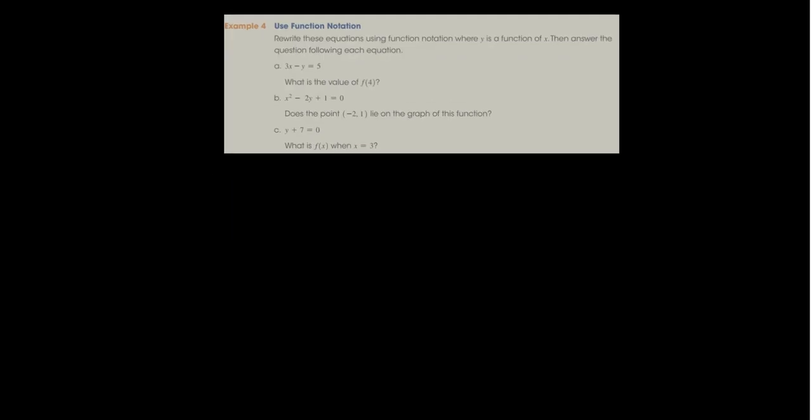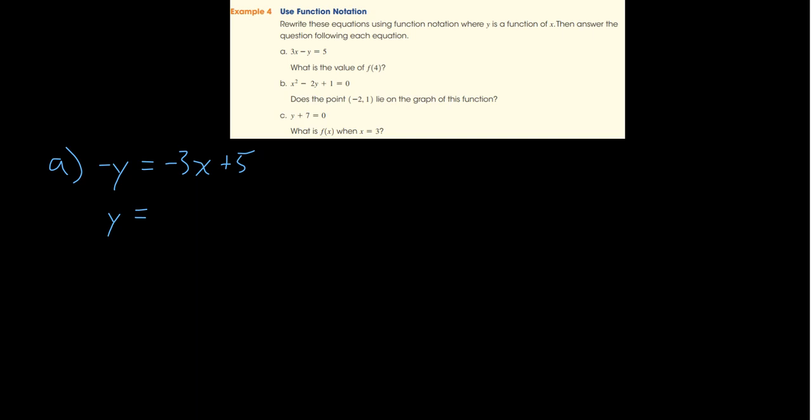Okay, so this reads, use function notation. So rewrite these equations using function notation where y is a function of x. Then answer the question following each equation. Okay, so let's just start right off with A, and I'm going to rewrite this in terms of y is equal to something. So it's going to be negative y is equal to negative 3x plus 5. I'm going to multiply both sides by negative 1 to make my y positive. So I've got y is equal to positive 3x minus 5.